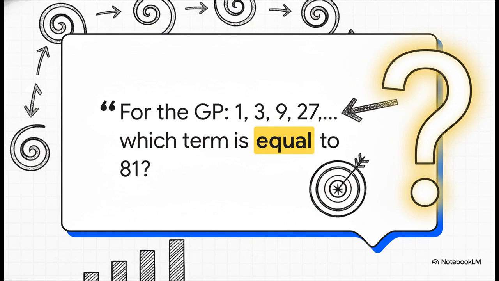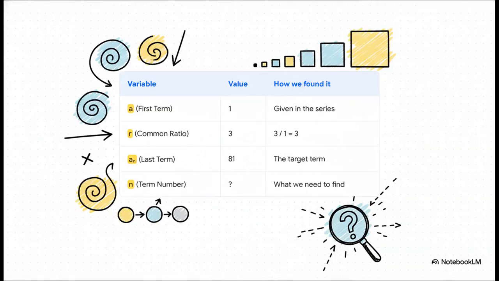The question is really simple. Where does 81 live in the sequence? What's its position, its n value? Is it the 4th term, the 5th? Let's figure it out. First things first, in any problem, you've got to pull out the information you already know. Let's look at our table here.